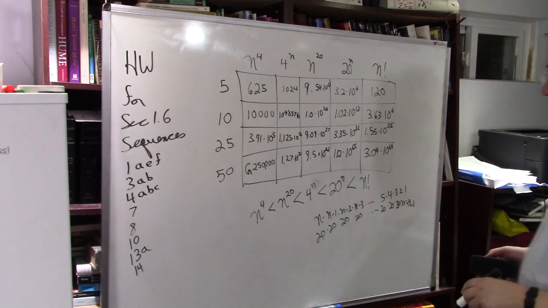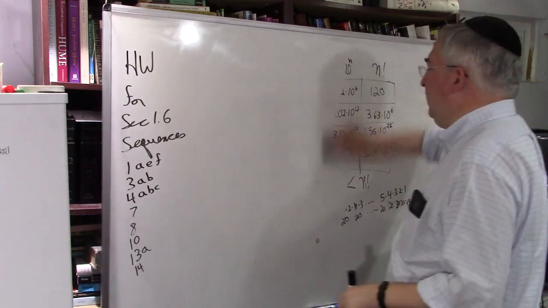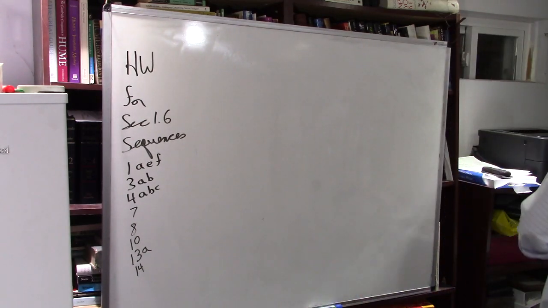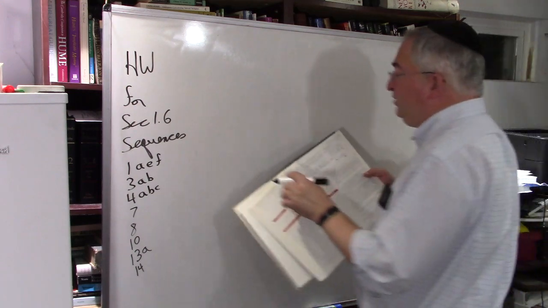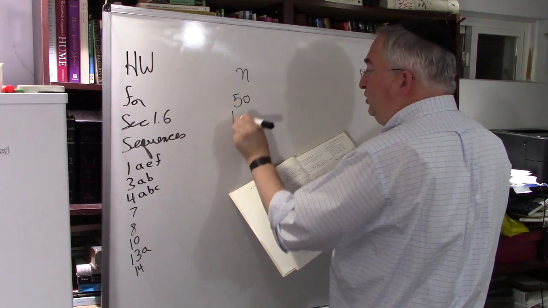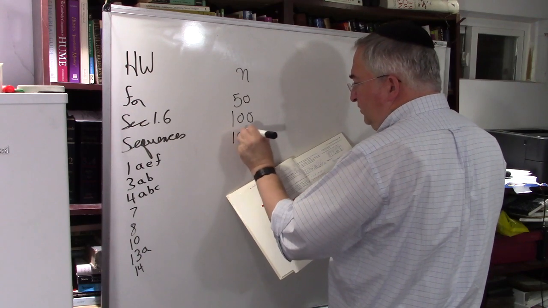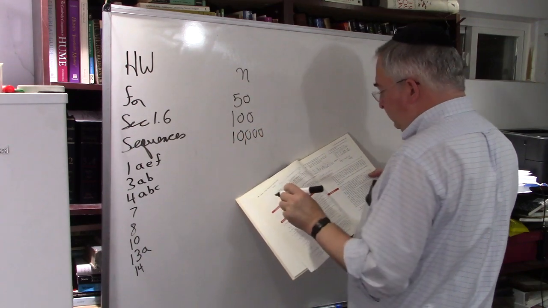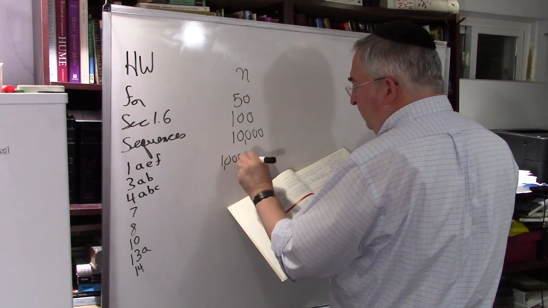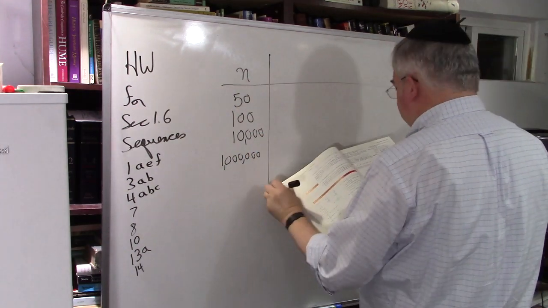Okay, great. That's 13a. I did 13b also. Great. Let's do the next one. Again, it's just calculations, nothing intelligent here. N is equal to 50, 100, 10 to the 4th, so that's four zeros, that's 10,000, and 10 to the 6th, which is 1,000,000. And that goes there, and we make this chart.